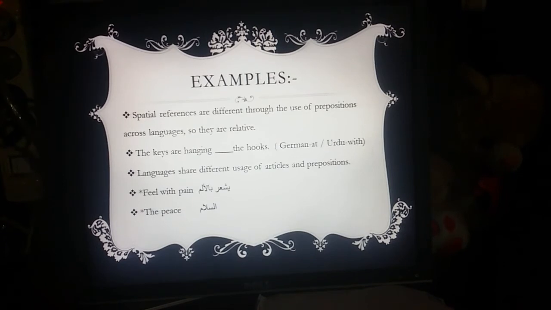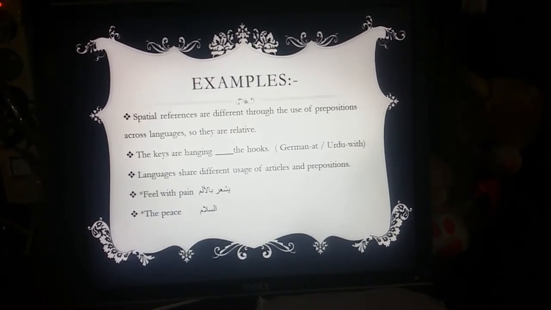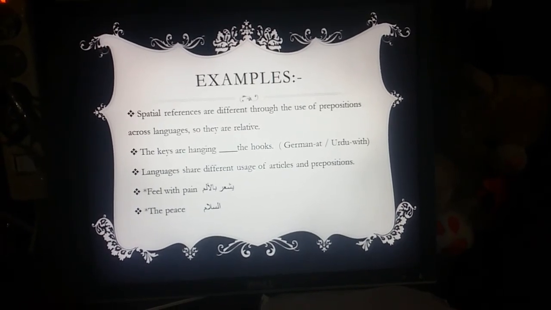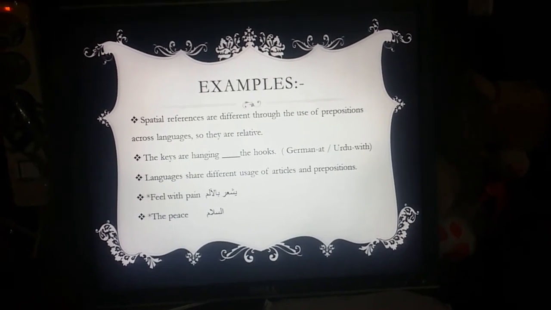For example, we can say in Arabic السلام, we can add articles to abstract nouns. However, we can't do so in English. We can't say "the peace" or "the nature." We say only "peace" and "nature."